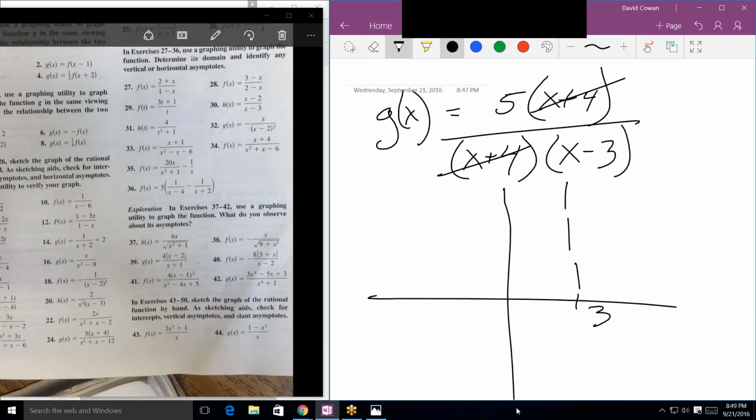What about a horizontal asymptote? 0. y equals 0. Right. Okay, so now we really do have a quadrant grid. You know, this is quadrant 1, 2, 3, 4. Now, what about what I crossed out? x plus 4 on top and x plus 4 on the bottom. Does that show up anywhere in my graph? Or is my graph strictly 5 over x minus 3?